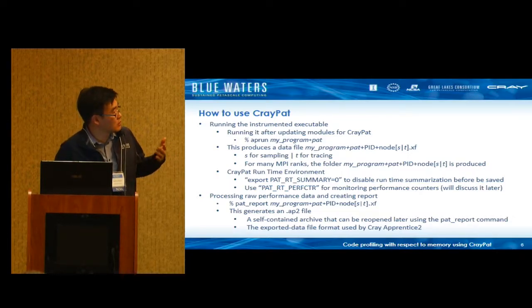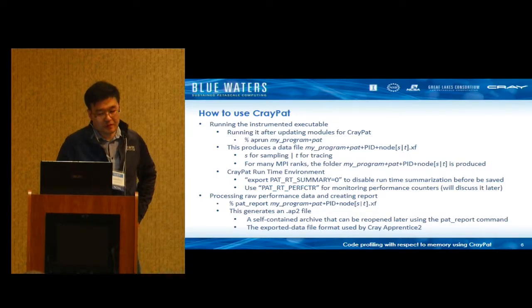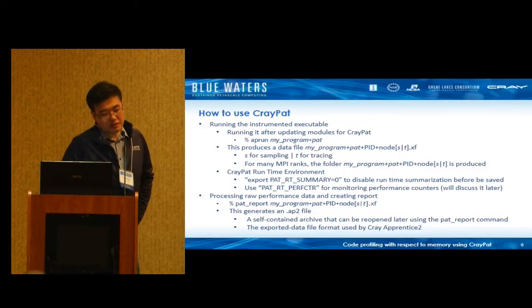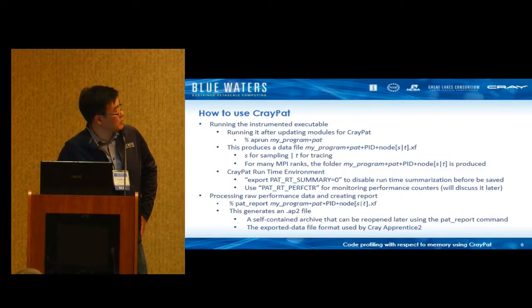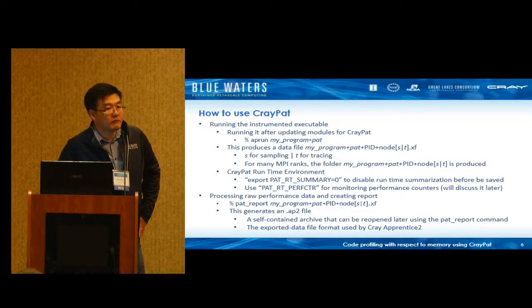Okay, so after setting the runtime environment and running it, you will get the XF file, and then you need to create the report using pat_report. So run pat_report on the .xf file, and then you will have an AP2 file, which is the info file for Cray Apprentice2. This is the GUI-based profiling viewer. Or you may just see the text-based result using the AP2 file.